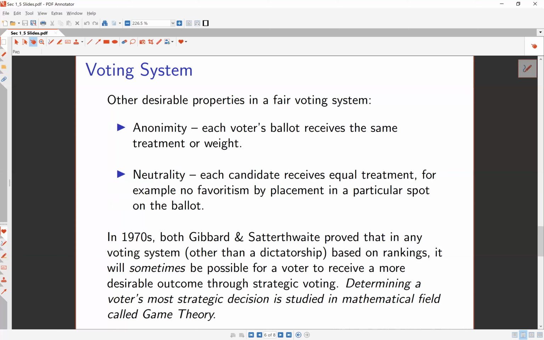Maybe in some of the examples we've seen, you could rank a choice you like more lower on the ballot, and in that way actually have your first choice come out on top. That was an example of what they proved. And if you want to study how voters can act strategically, that gets into the realm of game theory, a mathematical field that is pretty interesting. I believe the book has a chapter on it if you're interested, but we're not going to get to that in this class.